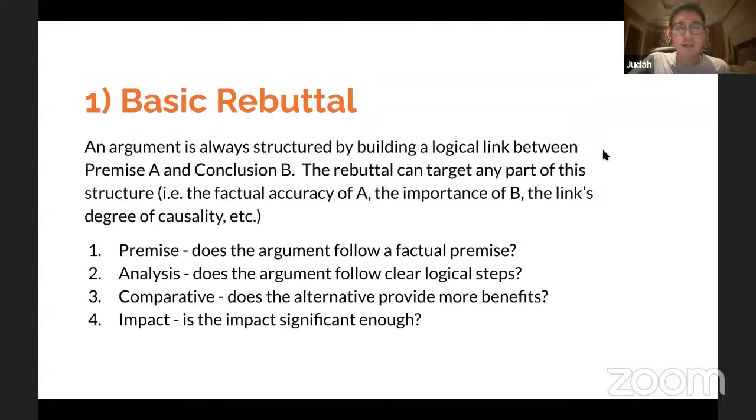I think every other iteration of a rebuttal kind of centralizes on those four key things. So it's either premise, analysis, comparative, or impact, targeting one of those things. Again, because an argument structure is really simple. Obviously, you can encounter teams that go from point A to point B to point C to point D in order to prove a grand point E, for instance. But the way that you rebut it is quite similar: if you cannot target every single logical link, you target the frame overall that says the argument is important.